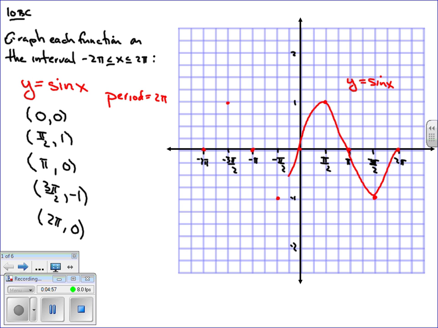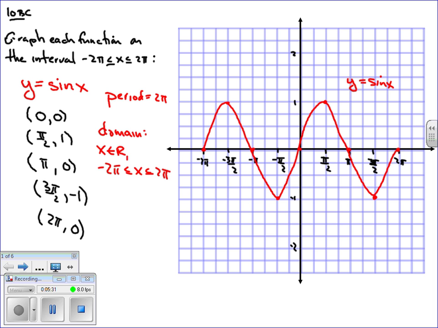That's a very important skill because we're going to be using that skill when we get into the transformations of the sine curve. So that is the complete sine curve all the way from negative 2 pi all the way over to 2 pi. So the domain of the sine curve is x is an element of the real numbers, but in this case I told you to graph it between negative 2 pi and 2 pi.